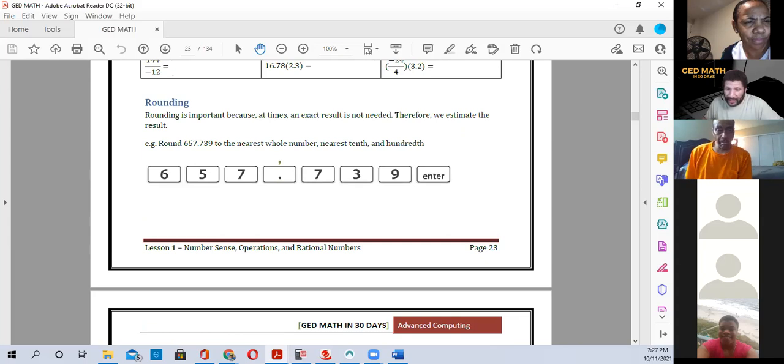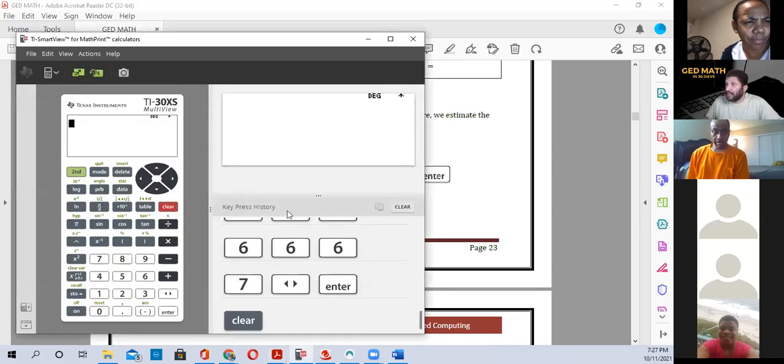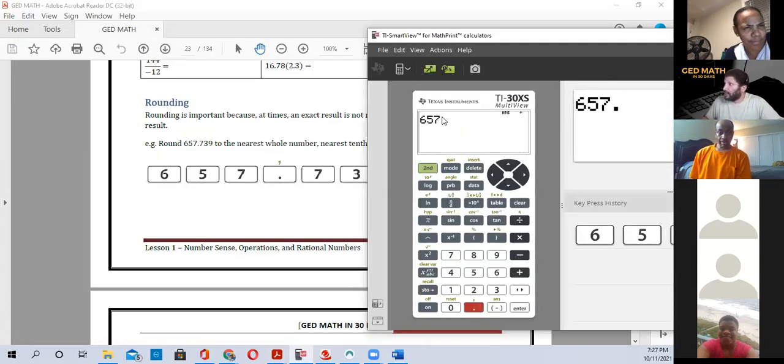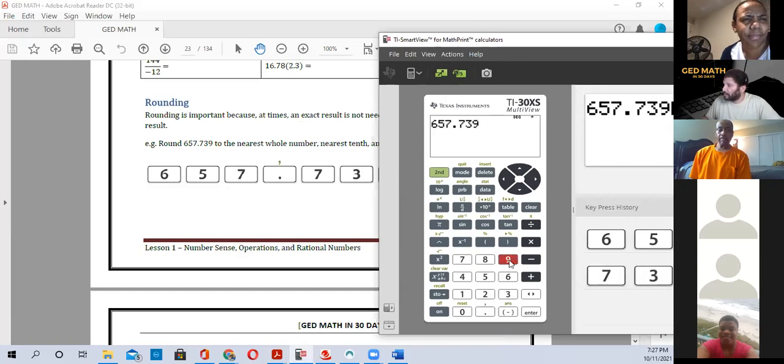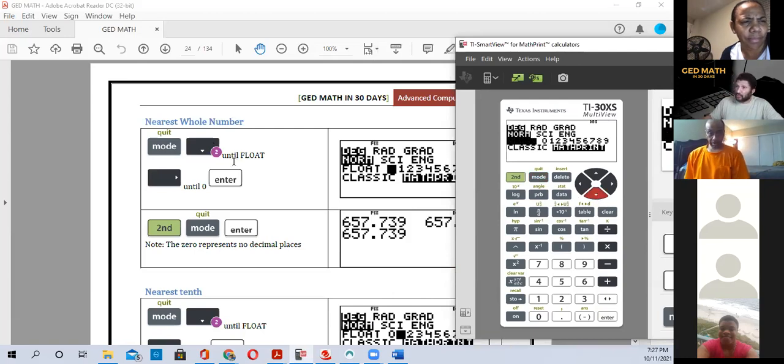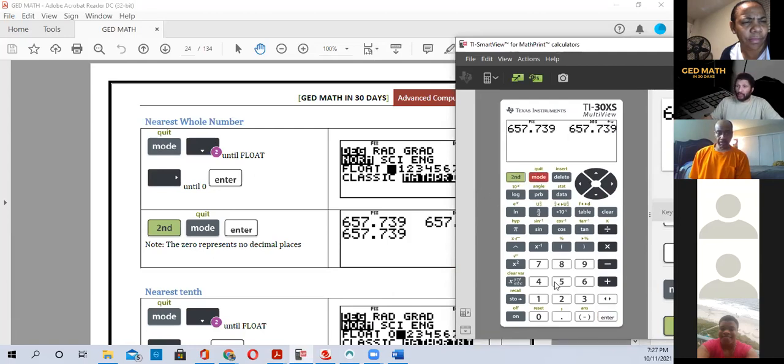So for example, let's put the calculator on the screen. Let me clear it out and show you exactly the same thing you're going to do. 657.739. You're going to press enter. So I'll tell you exactly what to press. You're going to scroll down. You're going to hit mode. You're going to hit the down arrow 2 times till you get to float. You're going to hit the right arrow until you get to 0. You're going to press enter. To get out of this display, you're going to hit second, then mode. You're going to press enter. It just rounded that number to the nearest whole number.